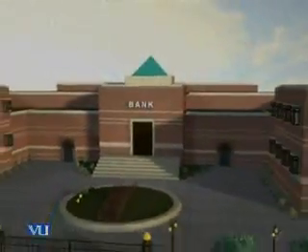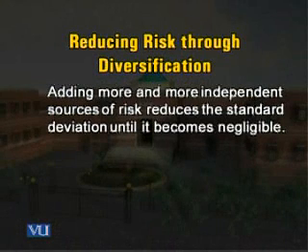Of course, we cannot avoid this systematic risk. If the overall economic conditions are not good, it's going to hurt all of our investments. But when it comes to this unsystematic, idiosyncratic risk, the sources of that risk should be different and independent. More formally, we say adding more and more independent sources of risk reduces the standard deviation until it becomes negligible.